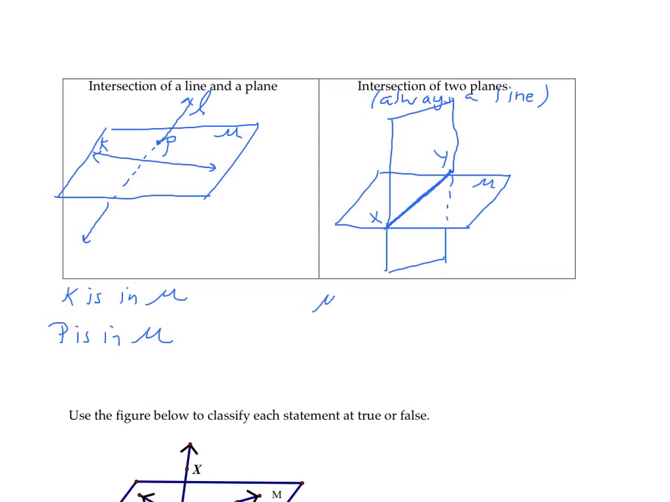So we can say that M and N intersect in line XY. You could also reverse it and say that line XY is the intersection of M and N. You could say that line XY is in M and N. And you could also say that the planes M and N contain the line XY.